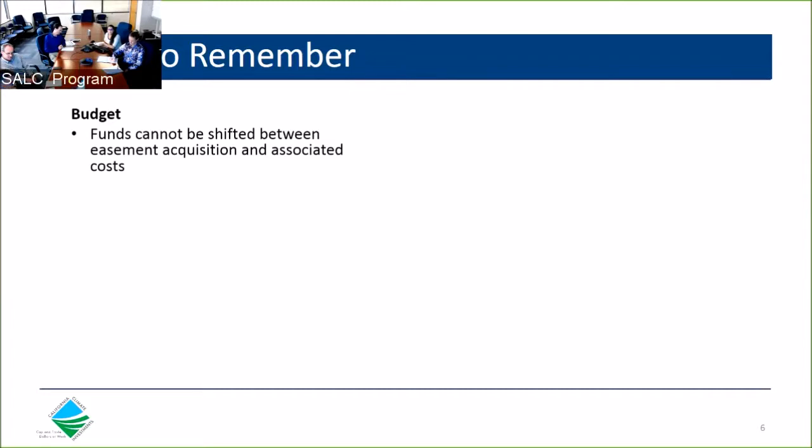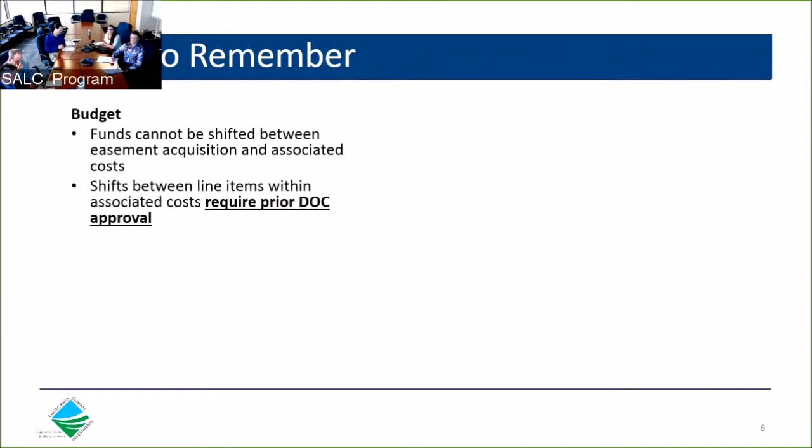If you wish to shift funds within the associated cost portion of the budget, such as shifting funds from the appraisal line item to the staff consultants line item, you will need prior DOC approval. You can submit that request to your grant manager. If in your grant application you requested funding for a survey, environmental site assessment, and or a mineral remoteness evaluation, your grant manager will be requesting justification for DOC review and approval.